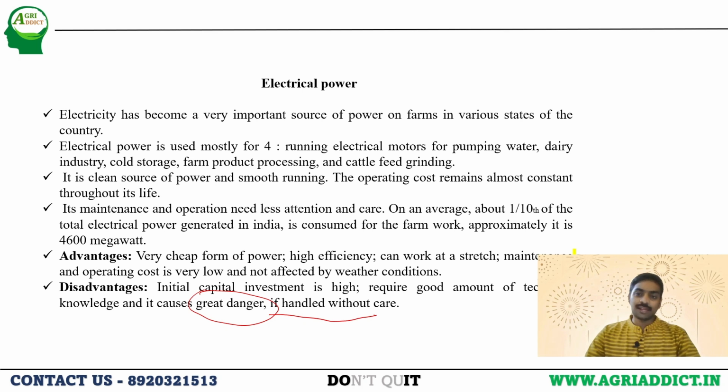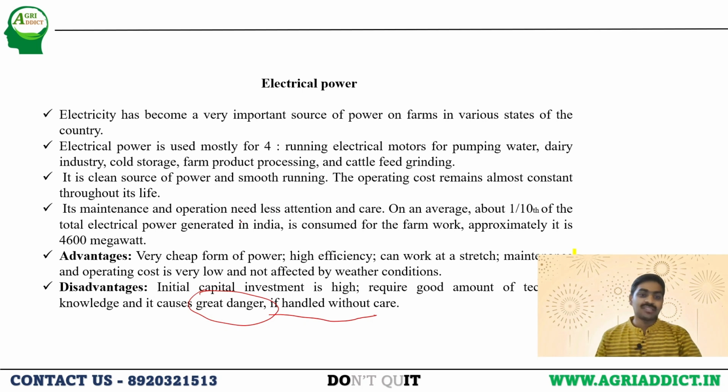And next, looking at electric power, it may be the costliest one, but it is the cleanest source, meaning after using electric power no other dangerous byproducts are obtained, but the maintenance is very high in this case, because electric shocks and all will be there, and good technical knowledge is needed while handling electric power. And by using electric power, you can perform all the major activities like pumping water, dairy industry, cold storage and product processing with respect to the agriculture sector. You can manage all these works efficiently.